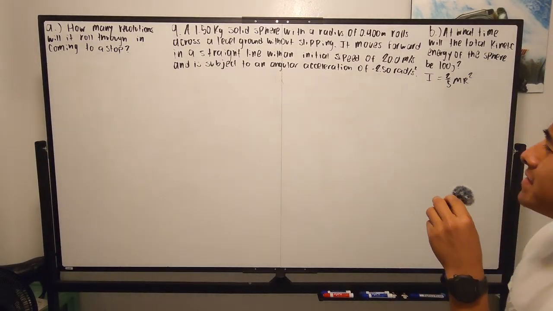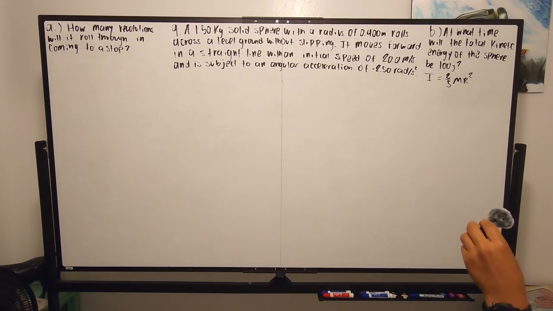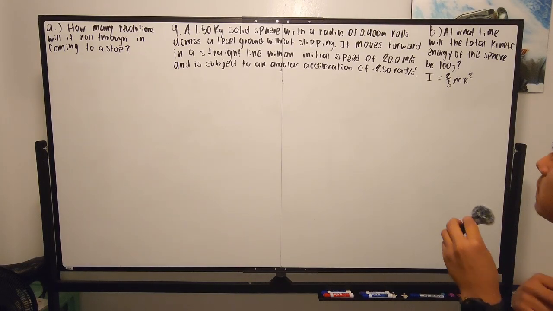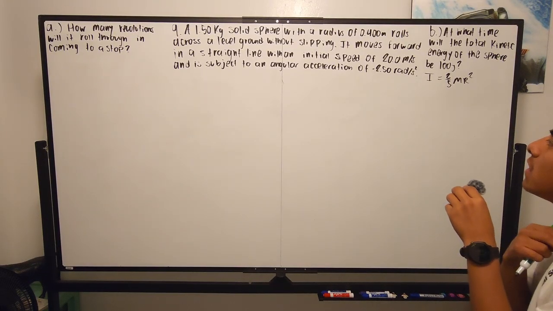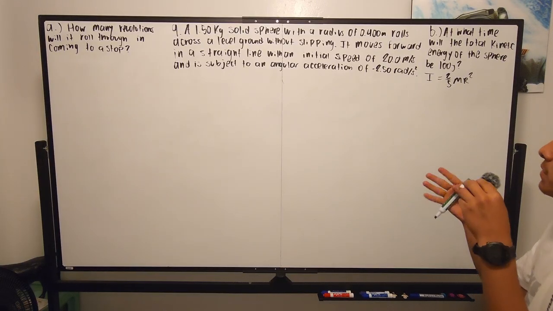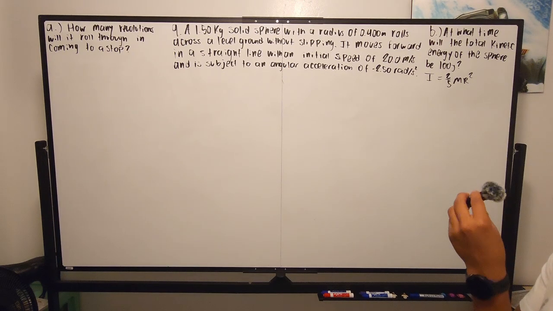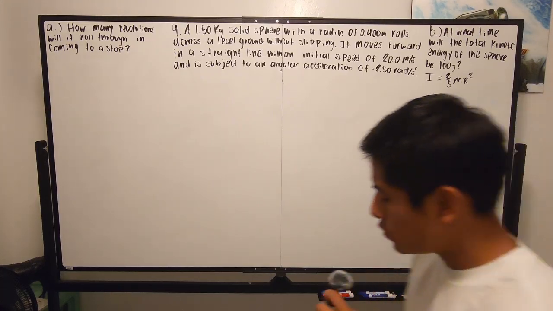The next problem says that a 1.5 kilogram solid sphere with the radius of 0.4 meters rolls across a level ground without slipping. It moves forward in a straight line with an initial linear speed of 20 meters per second and is subject to an angular acceleration of negative 2.5 radians per second squared. Part A is asking us how many revolutions will it roll through in coming to a stop.